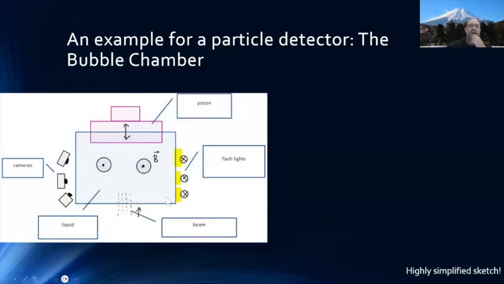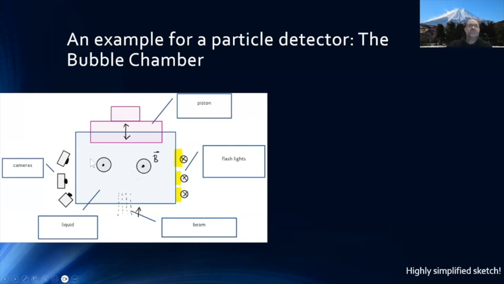So I painted a bit. This is a very simplified sketch of the bubble chamber detector. It is basically a chamber which is filled with liquid. We are talking about this detector today using liquid hydrogen, and it is inside this box.